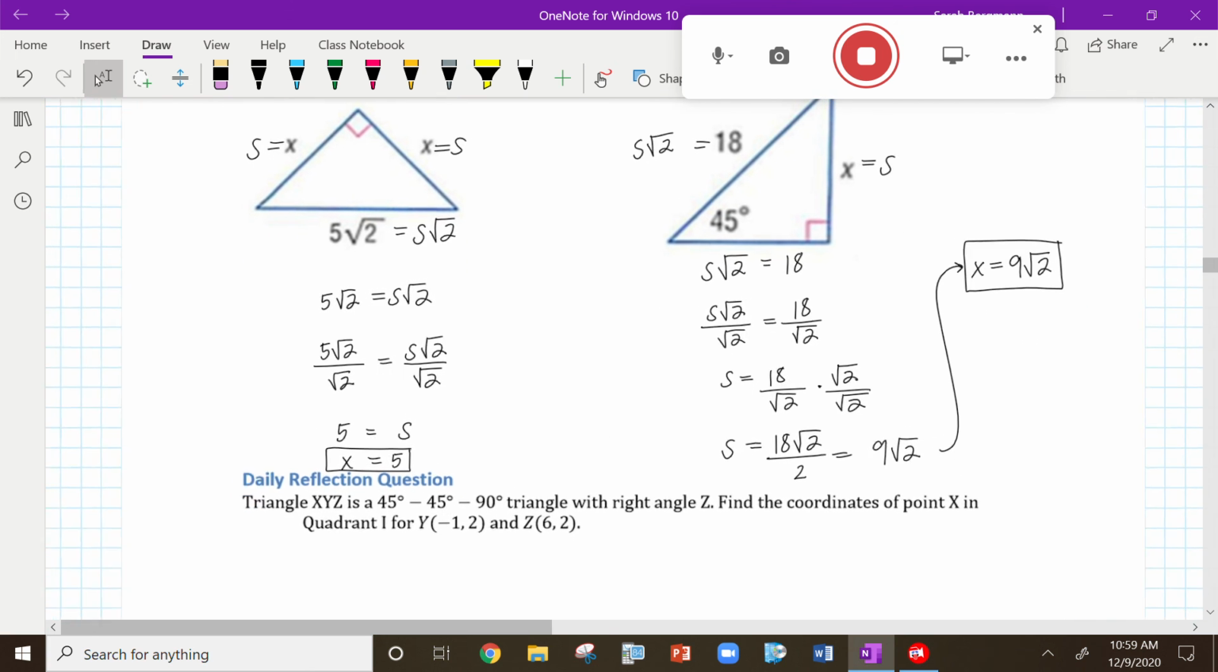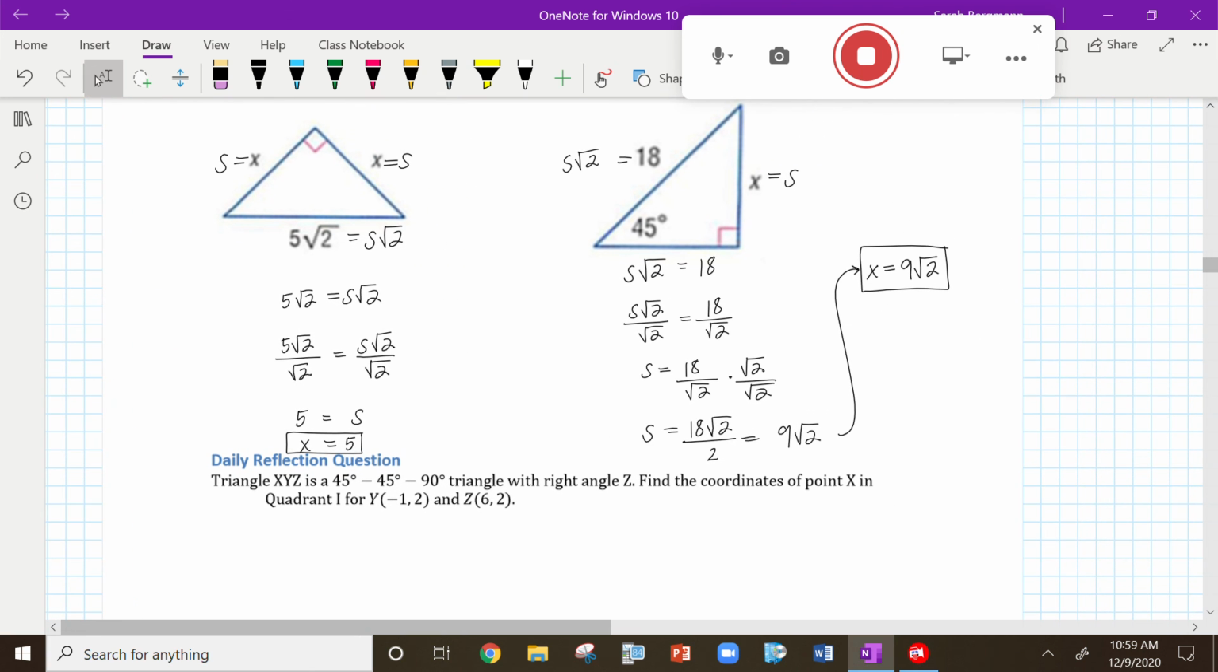And finally, I want you to answer this question. You might want to use a coordinate plane for this. That would be a really good idea, so get some graph paper out. It says triangle XYZ is a 45, 45, 90 triangle with right angle Z. Find the coordinates of point X in quadrant 1. Y is the point (-1, 2), and Z is at the point (6, 2). I need you to find the missing point X.